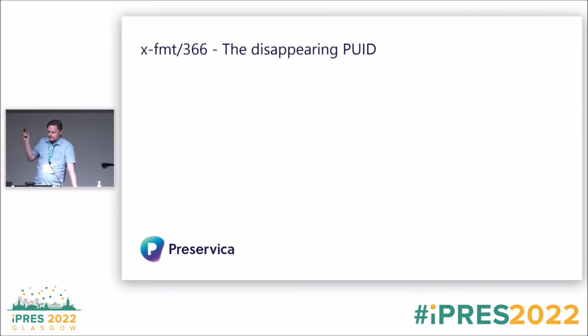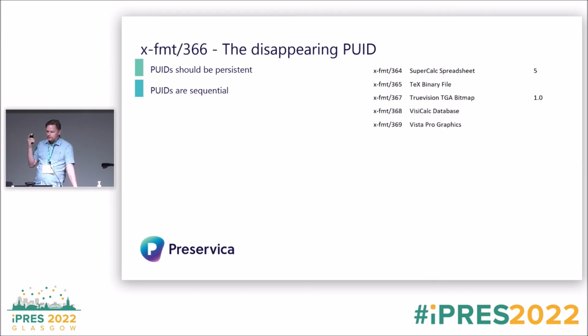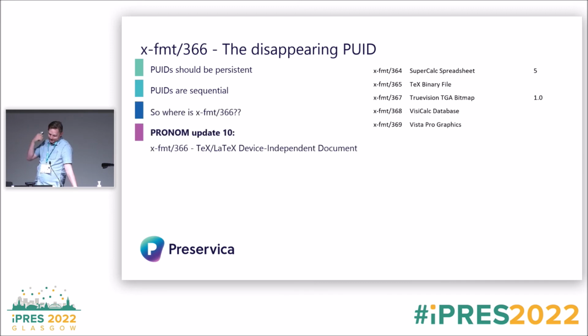So 3 illustrative examples. The disappearing PUIDs. PUIDs should be persistent. These are the identifiers. PUIDs are also assigned sequentially. So I was looking at the data. Where's 366? It's not there. So I was able to trace it back. Pronom update 10, this is 2007, I think. It's definitely there. Pronom update 16, it's not.